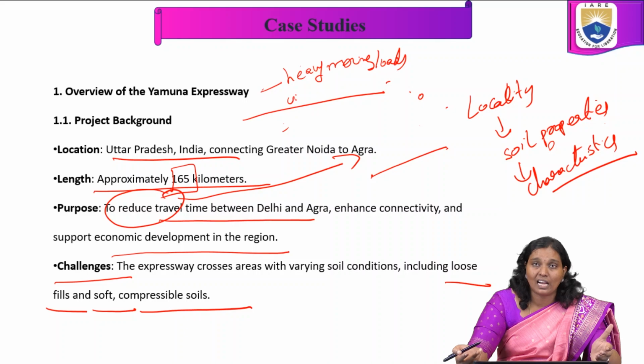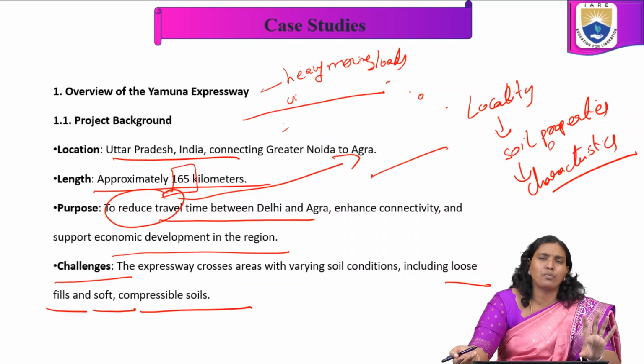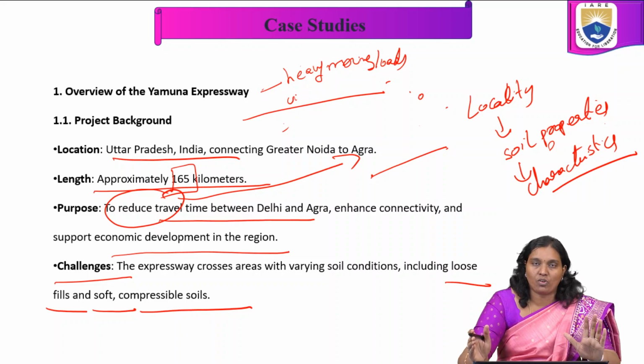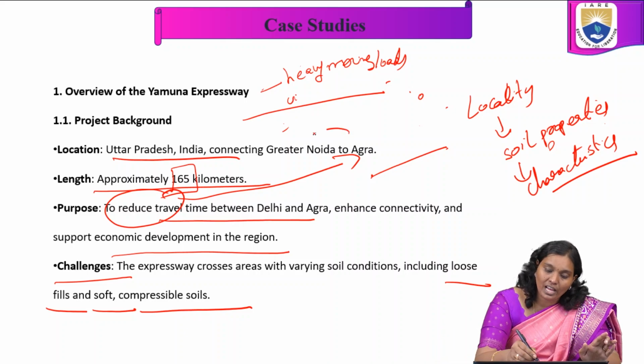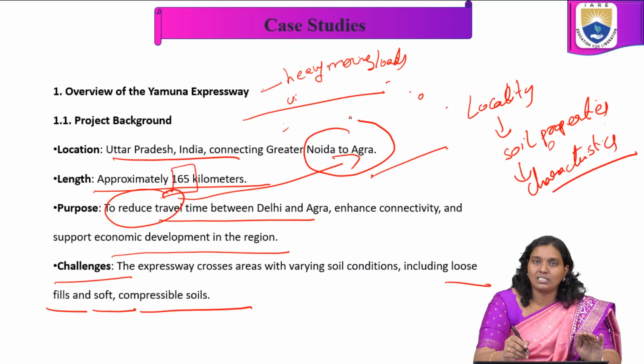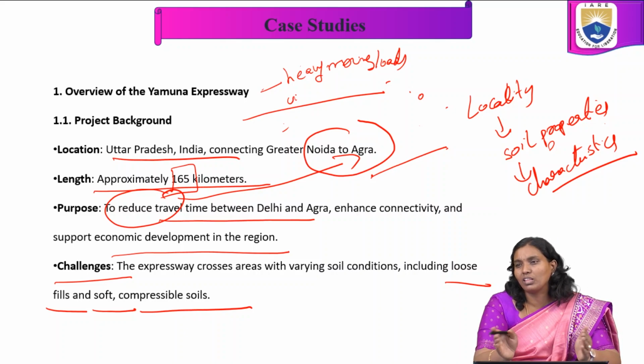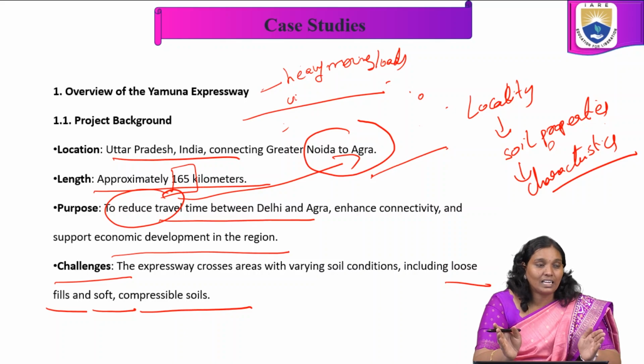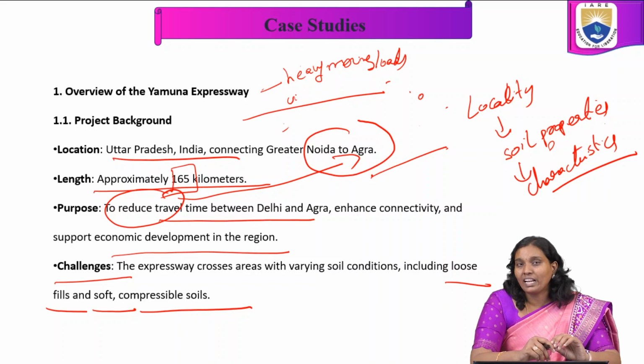We consider these challenges, how we overcome them, and how we meet the purpose of that particular project. In this project, the expressway is nothing but a roadway. It is located in Uttar Pradesh, India, connecting Greater Noida to Agra. This approximately 165 kilometer stretch is going to reduce the travel time between one major metropolitan city and the other city. That connectivity gives different kinds of support to the economic growth of that particular region.